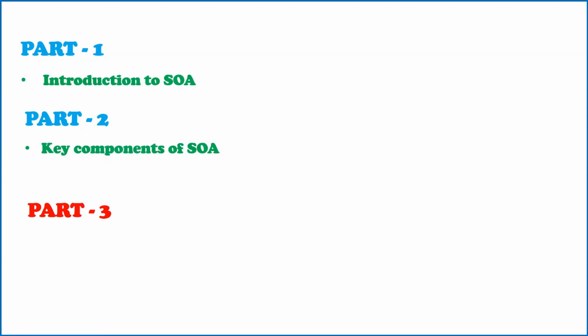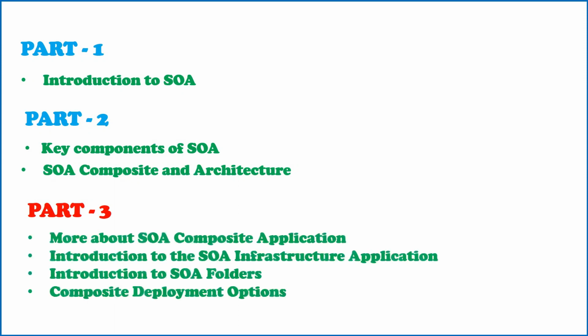So let us have a small recap. What we covered in part 1 is the introduction to SOA. In part 2, we covered the key components of SOA, along with the SOA composite and the architecture of composite. Now what we are going to cover in part 3 is more about the SOA composite application, introduction to the SOA infrastructure application, introduction to SOA folders, and then composite deployment options.